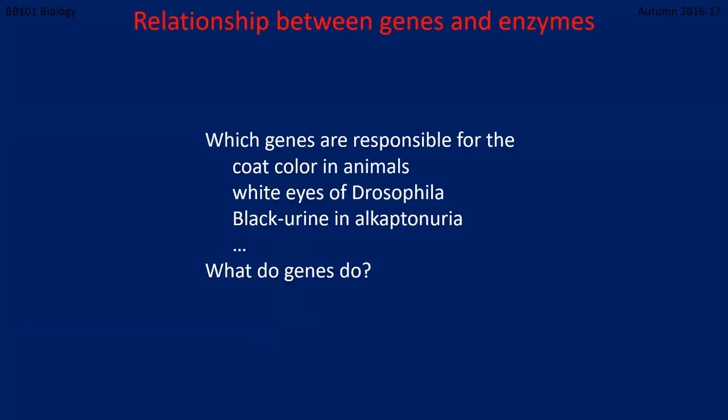But when you think about particular traits, the genes which are responsible, there are some examples. A gene can be responsible for the coat color of an animal, such as having some kind of stripe. All those things are coat color. In particular, there is the eye color in Drosophila. White eye is a rare genetic mutation in Drosophila. And then we talked about the black urine in alkaptonuria, a natural disease. But the question is, what exactly do these genes do?